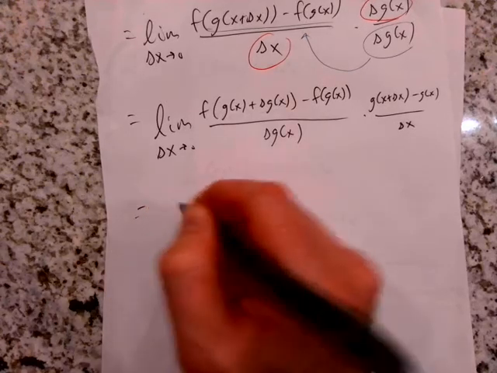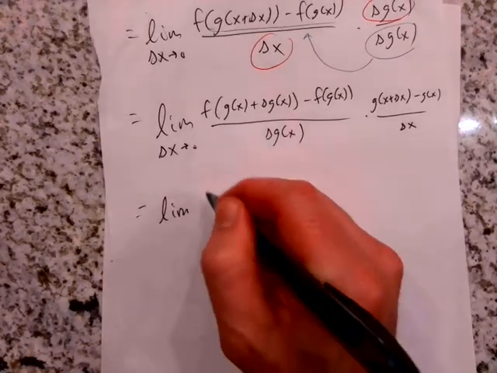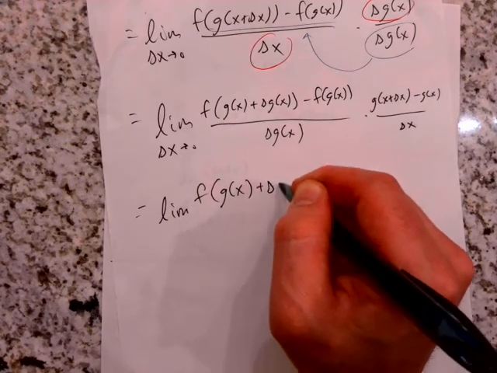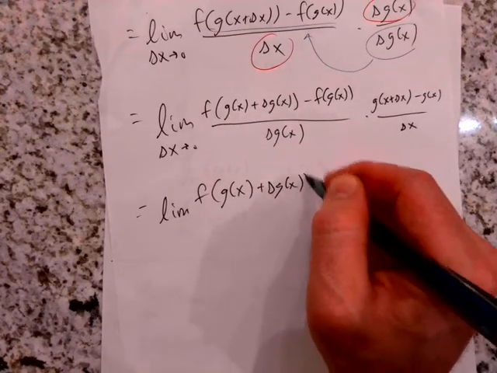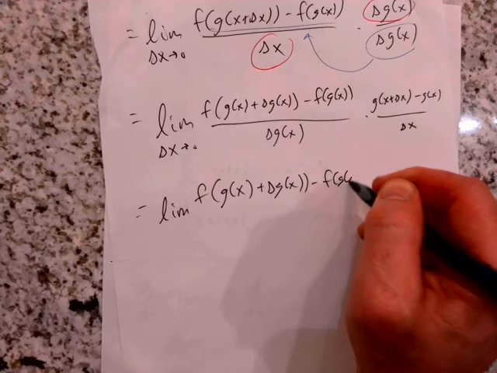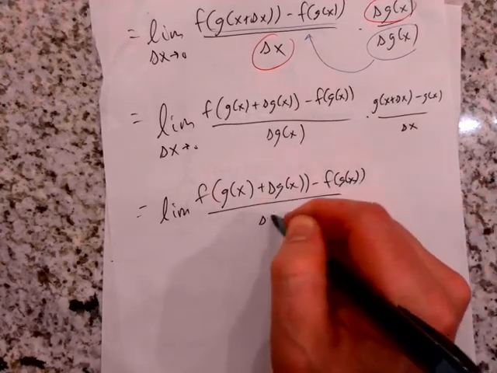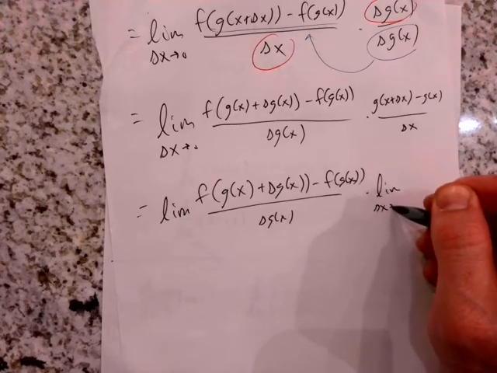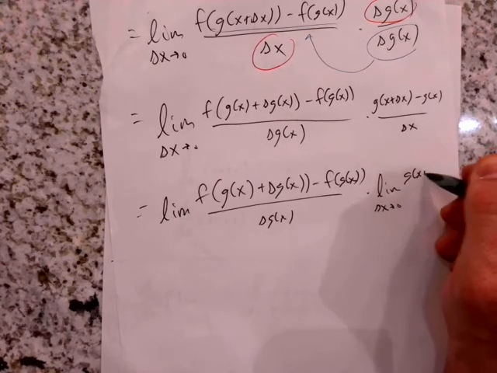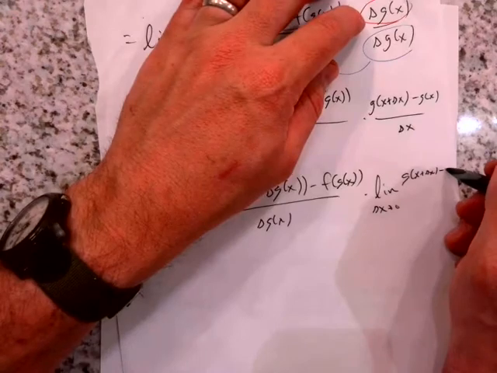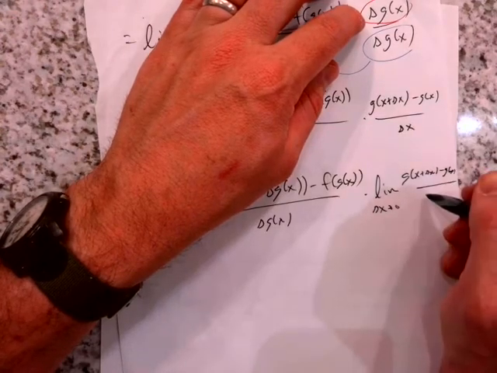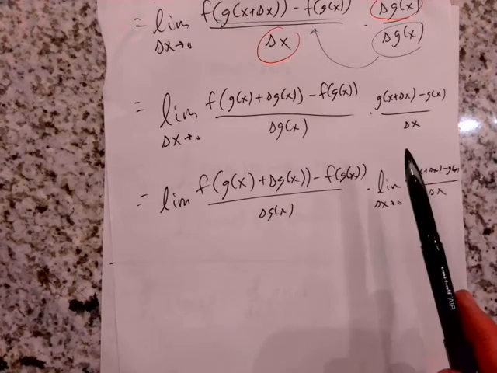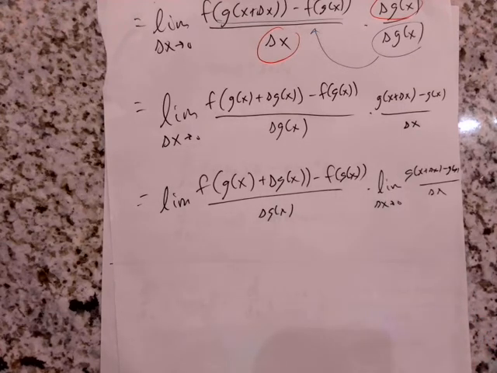So we're going to break our limit up into two pieces, times the limit as delta x goes to 0 of g of x plus delta x minus g of x. Sorry, I got it tiny again. Bad space management. There we go. And we learned this property in lecture 1 that you can break up a limit as a product.